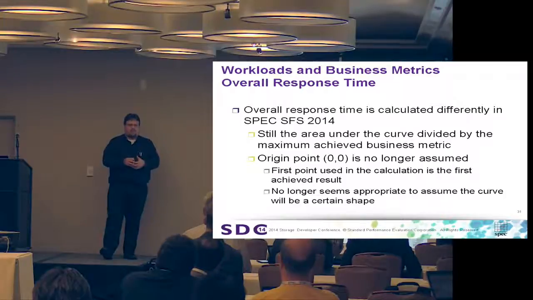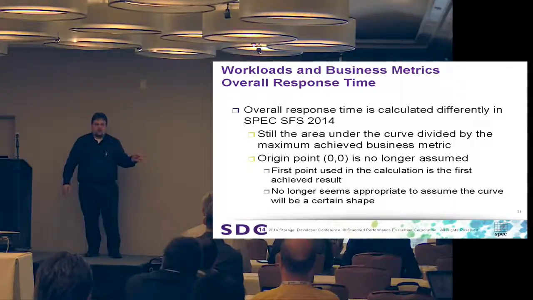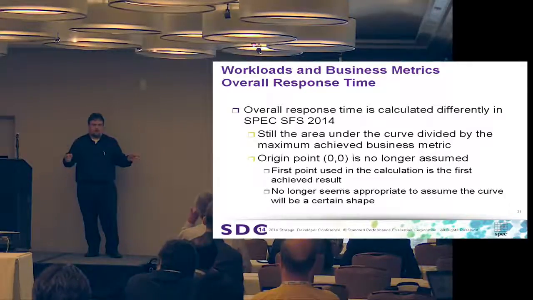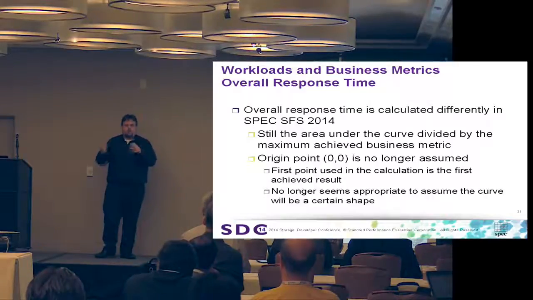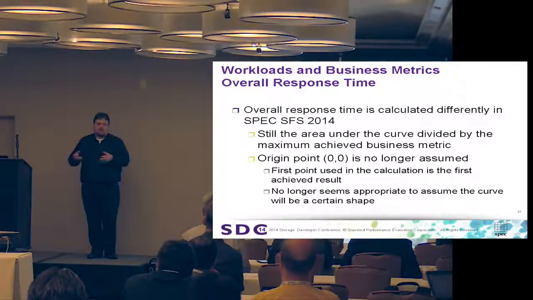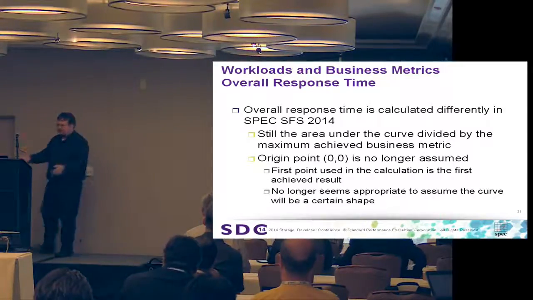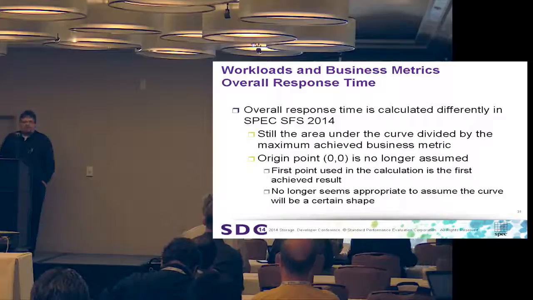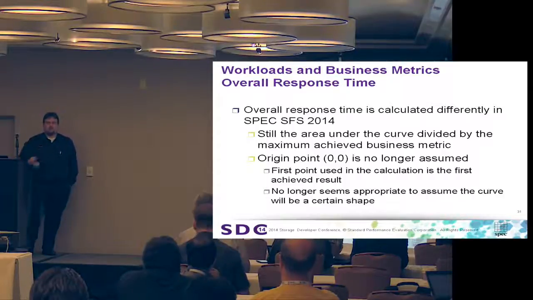Because first of all, that sounds a little odd, but also it didn't seem fair to assume that your business metrics versus response time curve would be a certain shape, which is what we're doing if we include that. So now we only include actual measured results in that calculation, which seems like the right thing to do, if that's how you say it. So the net result is overall response times are a tiny bit higher in SFS 2014 versus the algorithm used in SFS 2008.